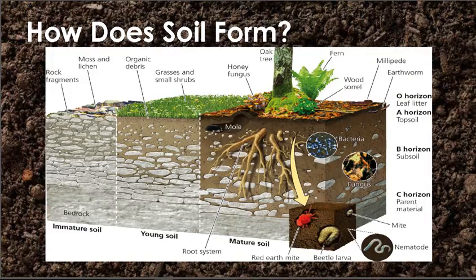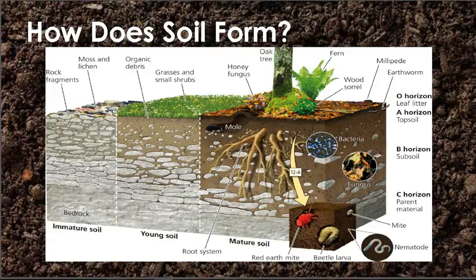Okay, how does soil form? The image you see here gives a very good lateral cut view of how soil is formed. In this diagram, you'll see that the topmost place near the tree trunk is occupied by ferns, wood sorrels, honey fungus, grasses and small shrubs, organic debris, moss and lichen, rock fragments.